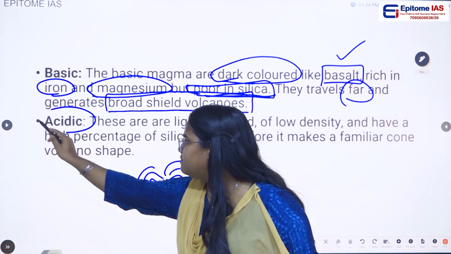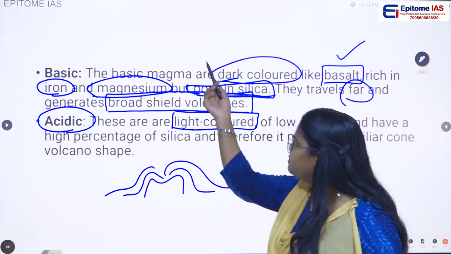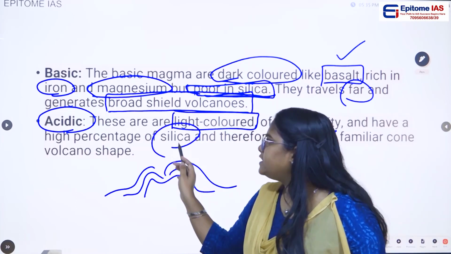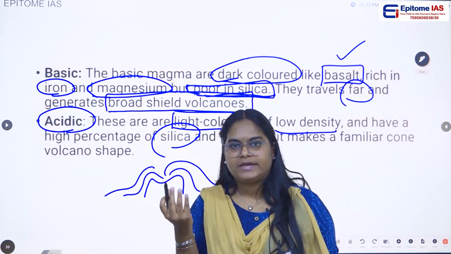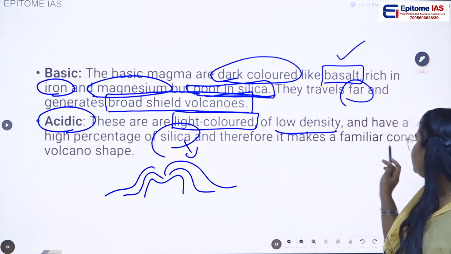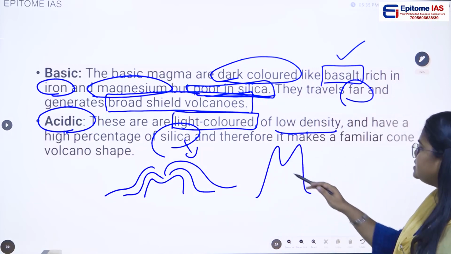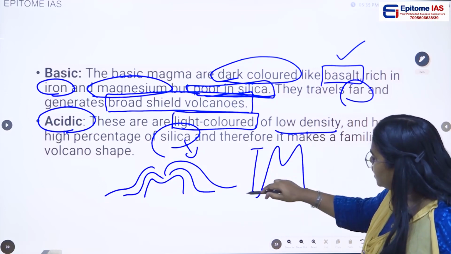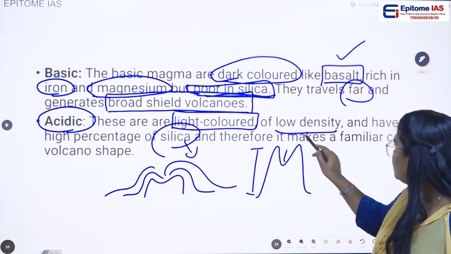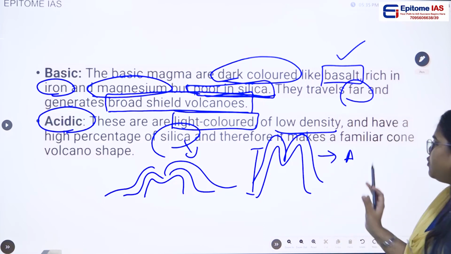Okay, then we have the acidic magma. So what is this acidic magma? This is somewhat lighter in color compared to the basic magma, of low density, and has a high percentage of silica. As we saw, basic magma is poor in silica, but acidic magma is rich in silica. Therefore it makes the familiar cone-shaped volcano. Usually when you see cone-shaped volcanoes, they are somewhat higher in height compared with the shield volcanoes. And the lava of this volcano is mostly made up of this acidic type of magma.